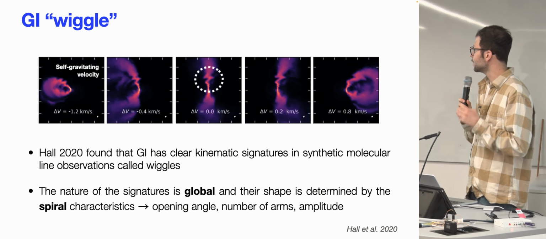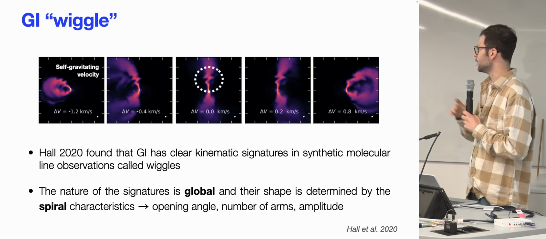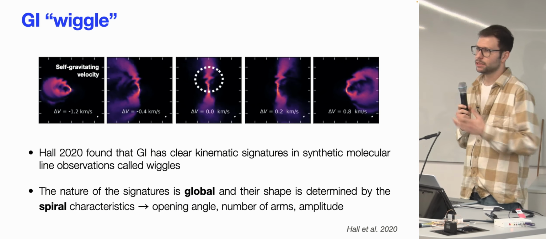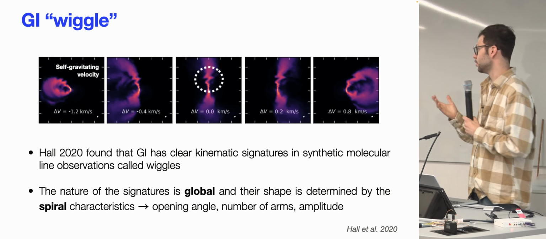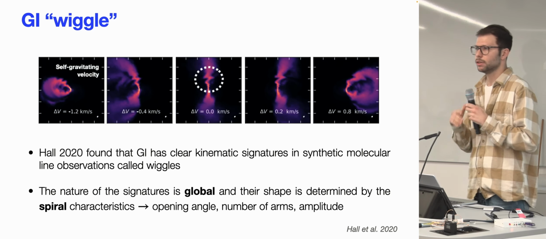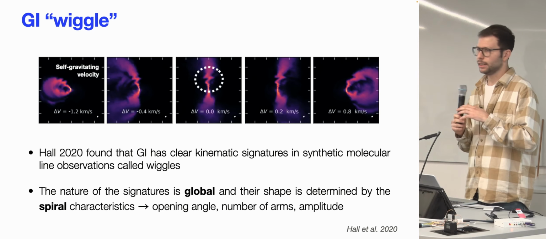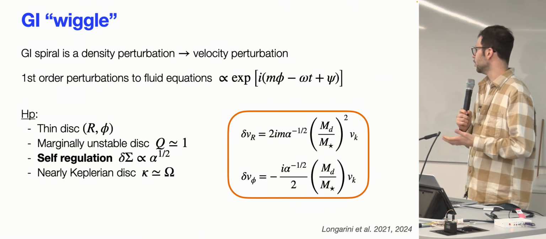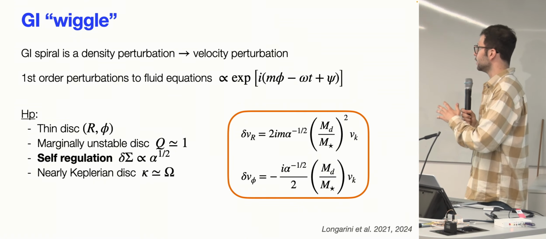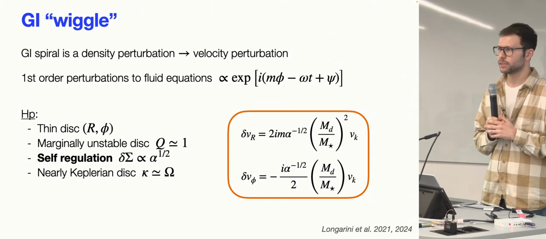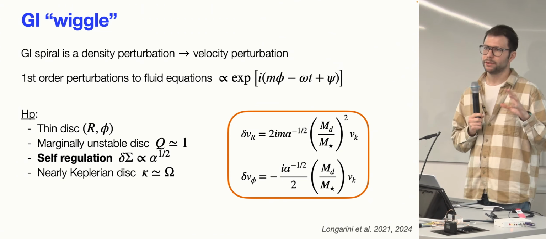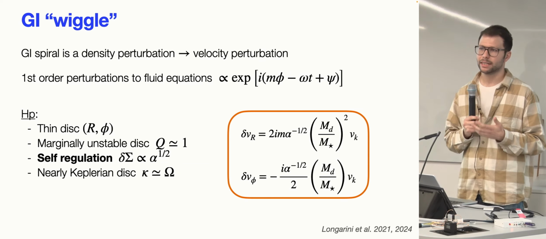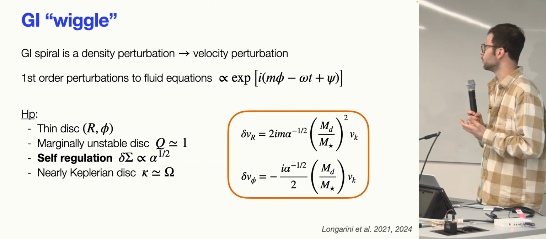And this perturbation is called the GI wiggle, since it is like an oscillation. And the shape of this perturbation is determined by the characteristics of the spiral. So how many spiral arms do we have, the opening angle, and also the amplitude of the spiral. What we have done in 2021 was to study the GI wiggles from an analytical perspective to understand how the perturbation is related to the disk's parameters and to see if we can learn something by measuring these perturbations.